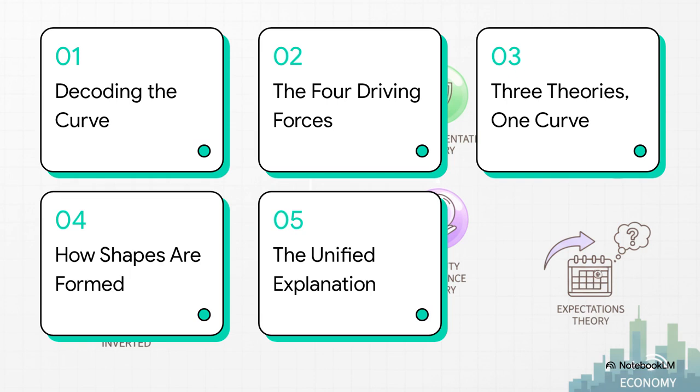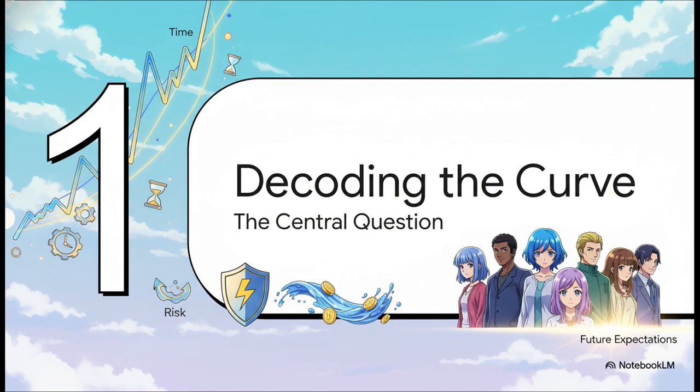All right, here's the game plan. We'll start with the big question, then we'll look at the four forces and the three main theories that try to explain the curve. After that, we'll see how they all mix together to create different shapes, and we'll wrap it all up with a unified explanation that ties everything together. All right, first up, decoding the curve.